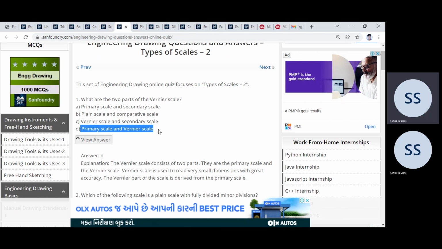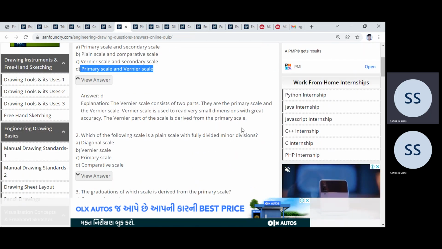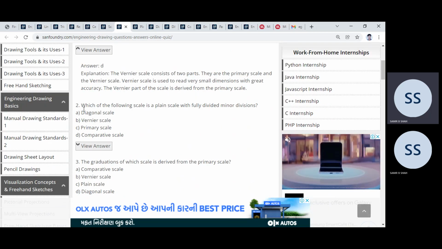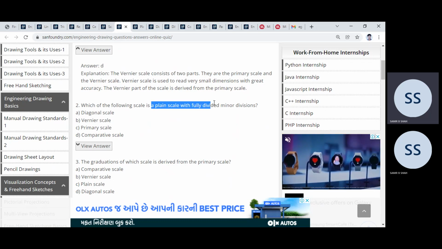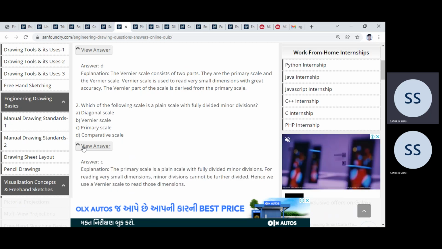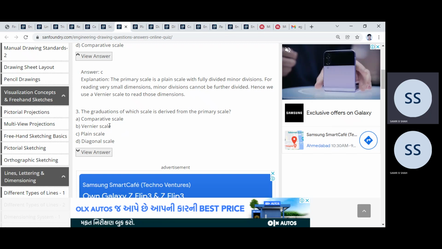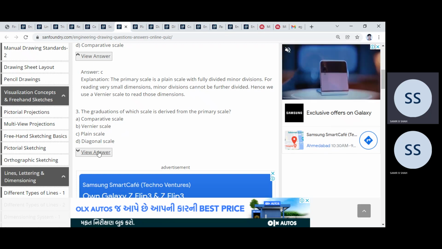So primary scale and vernier scale, but it may be asked, it may be relevant to the scale, and also it may be covered by the mechanical. So there is some issue with the mechanical, so it may be added. Which of the following scale is plane scale? Which may be plane scale with fully divided minor divisions. Okay, it is called a primary scale. Now, the graduations of which scale is derived from a primary scale?